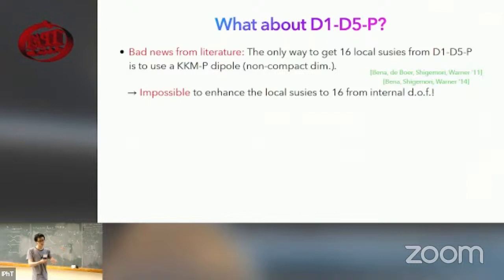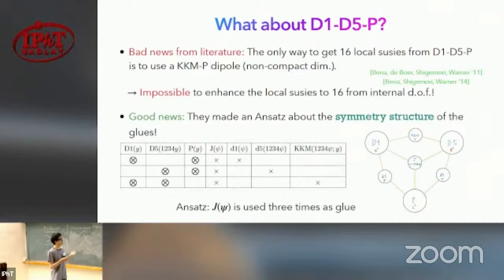The good news is that, well, Nick and Yusuf are also kind of my mentors, and they told me that whenever there's a theorem in the literature, you should go to the hypothesis first, because sometimes the hypothesis could break, right? And so the thing is that there is an ansatz in their work. So they made an ansatz about the symmetry structure of the glues of the dipoles. So if you think about the glues that you need to put 2x2 for D1, D5, D1, P, or D5, P, there's always this angular momentum along psi that plays the role of the glue.